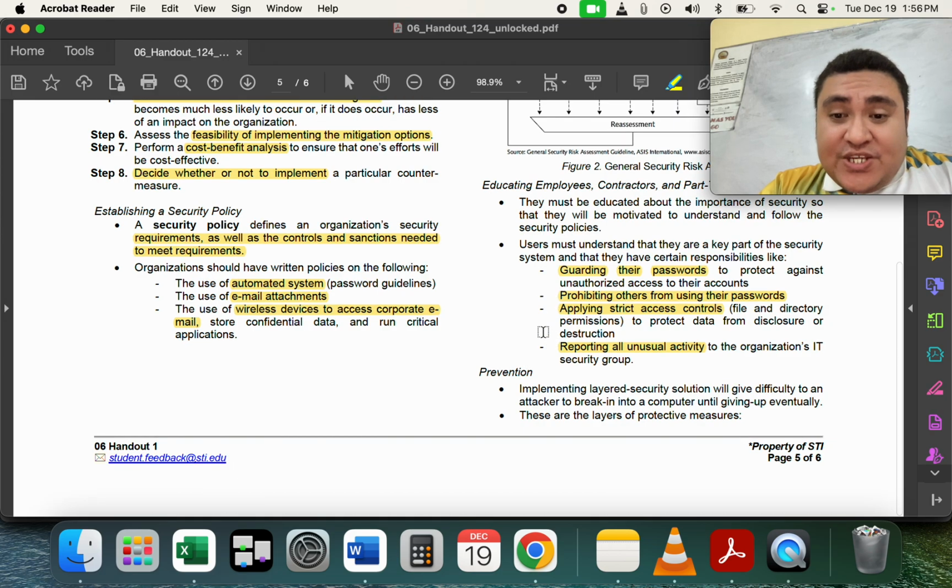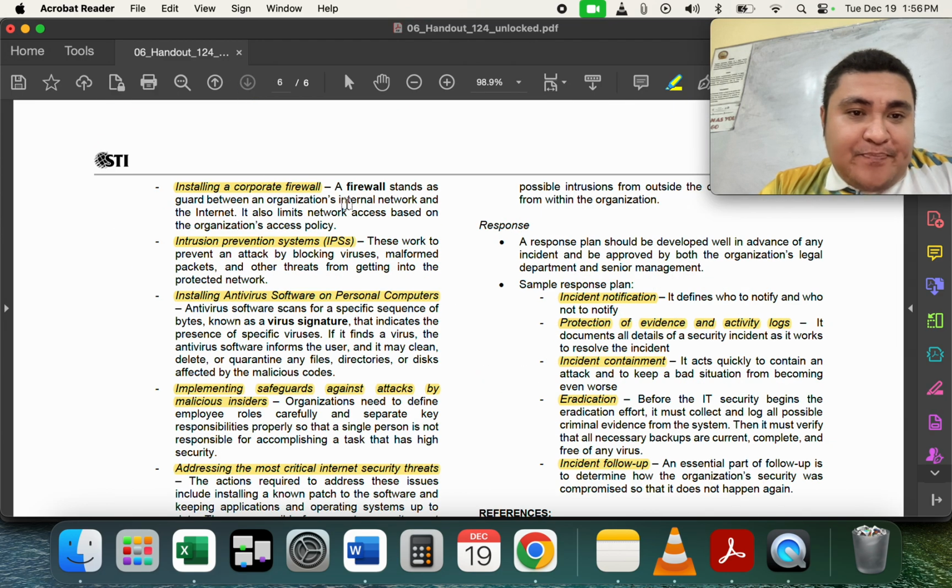You also have here prevention. So prevention, we have here on the side of the company. For example, installing a corporate firewall, right? A firewall stands as a guard between the organization's internal network and the internet, right? This is the one inside, and then the rest is the one outside, the internet. You also have intrusion prevention systems. These work to prevent an attack by blocking viruses, malformed packets, and other threats from getting into the protected network.